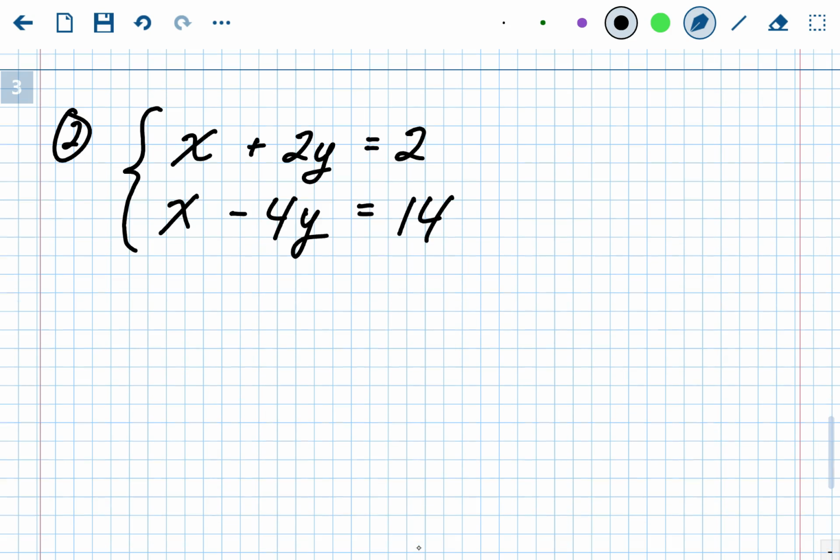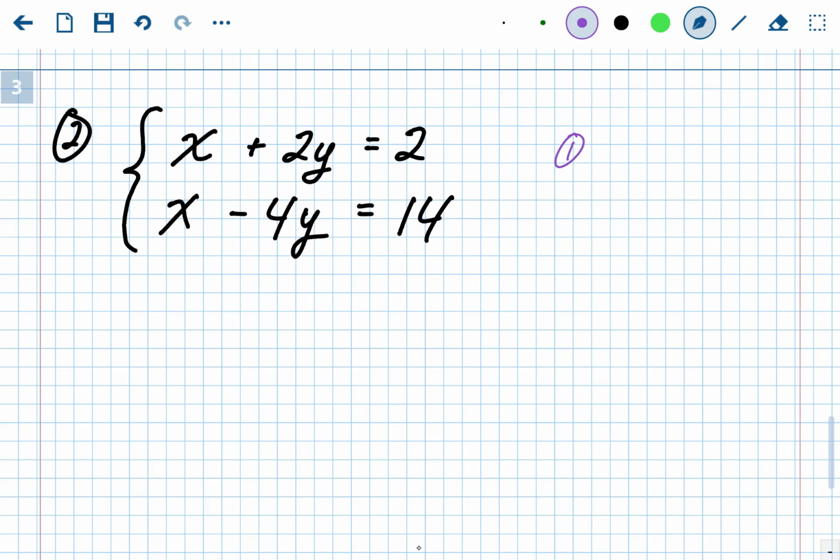Okay, so the second example, top equation x plus 2y equals 2, bottom equation x minus 4y equals 14. Again, already lined up, already in standard form. So all we have to do is decide which variable we're going to eliminate and how we're going to eliminate it.